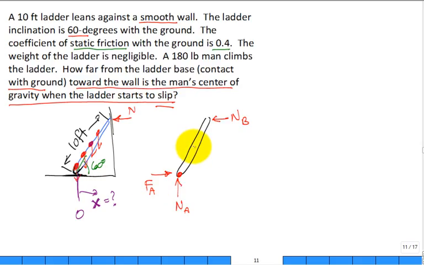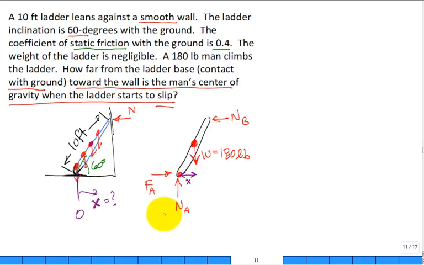And we're going to come up here and say that right here is the location of the individual that has a W of 180 lbs. And this is X. That's our distance X, what we're looking to solve for. I pause. I have a ladder man free body diagram. Did I leave anything out?